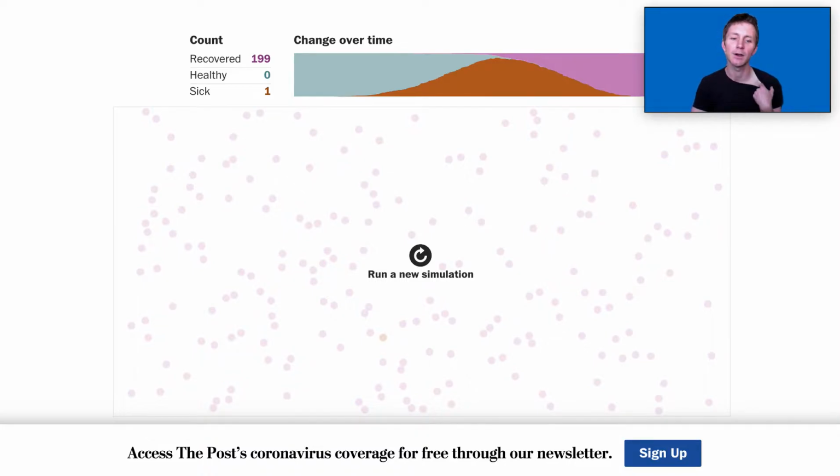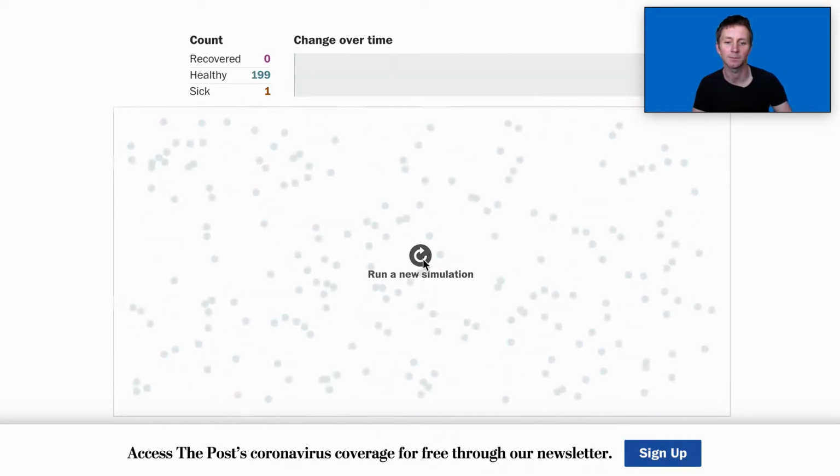But each dot on this screen is going to represent an individual. That individual is going to be moving about, and they can either be healthy, in this case the grey individuals, they could be sick, which is going to be brown, or they could have recovered, and they're going to be represented in pink. So when individuals make contact with each other, if we have a sick individual, then that's going to result in transmission of the disease, and that's going to mean more sick individuals. So let's have a look at those dynamics and how they change over time. So we're going to run a simulation.